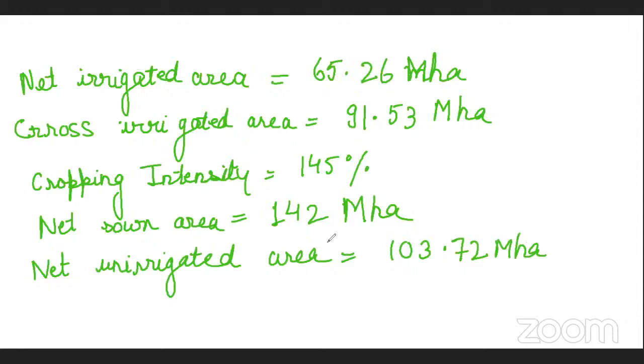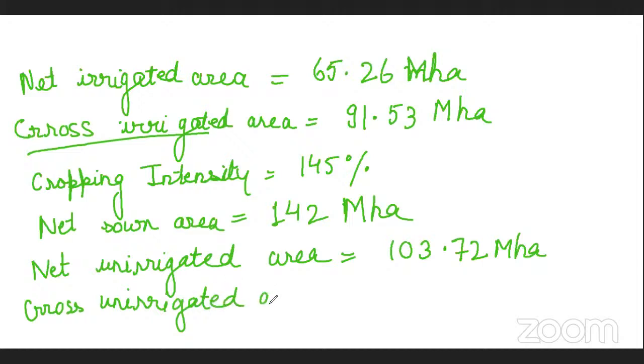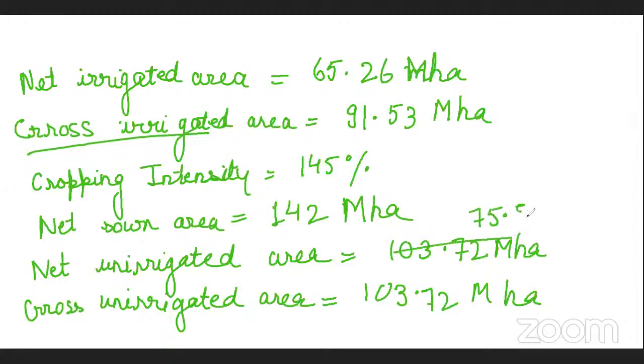million hectare. And if you see over here, we have talked about the gross irrigated area also. So if we talk about the gross unirrigated area, then it is equal to 103.72 million hectare. Oh, sorry, over here it should be 75.54 million hectare.